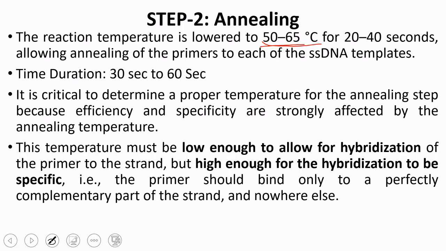If the annealing temperature is very high, hybridization will not happen. If the annealing temperature is very low, annealing will also not happen. Why? The temperature must be low enough to allow hybridization of the primer, and high enough that it hybridizes to the specific site only. If very low, hybridization will not be specific. If very high, bonds will be broken. So the annealing temperature must be decided in a very specific manner so that annealing occurs. Otherwise, at higher or lower temperature, annealing will not occur.